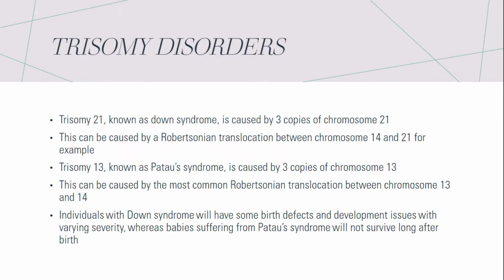There are many disorders caused by chromosome translocations. Trisomy 21, also known as Down syndrome, is caused by 3 copies of chromosome 21, and is often caused by Robertsonian translocation between chromosome 14 and 21. Trisomy 13, known as Patau syndrome, is caused by 3 copies of chromosome 13, and similar to trisomy 21, it is also caused by Robertsonian translocation between chromosome 13 and 14. Individuals with Down syndrome have some birth defects and development issues, with varying severity, whereas babies suffering from Patau syndrome will not survive long after birth.